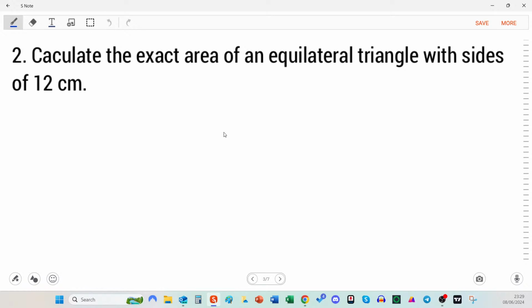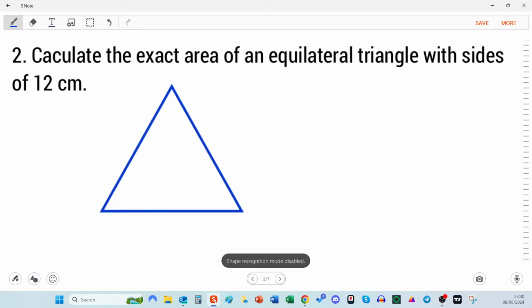Okay, calculate the exact area of an equilateral triangle with sides of 12 centimeters. Okay, so we ought to draw this thing. And we've seen it recently already that an equilateral triangle is special.